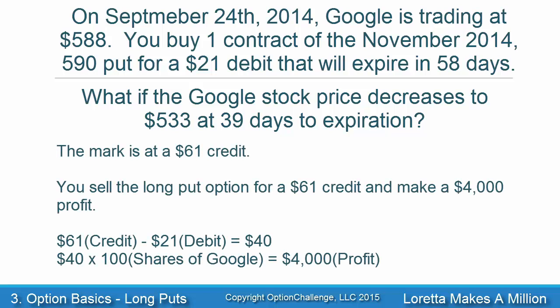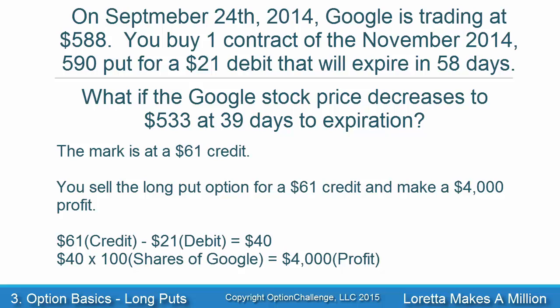You check the market to see how much you can sell this put for. The market is at a $61 credit. You sell the long put option for a $61 credit. You make a profit of $4,000. Here is how the profit is derived. You subtract $21, the debit paid to buy the put, from $61, the credit received to sell the put, which would equal $40. $40 times 100 shares of Google would equal $4,000.